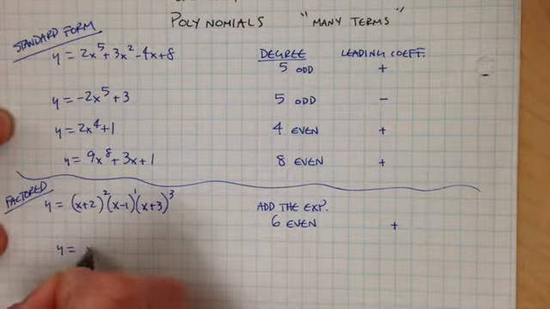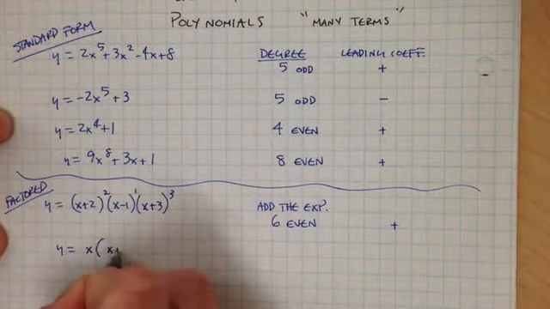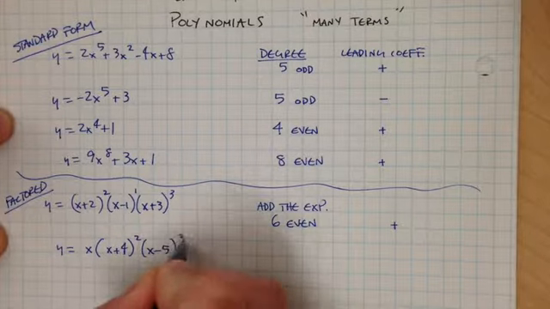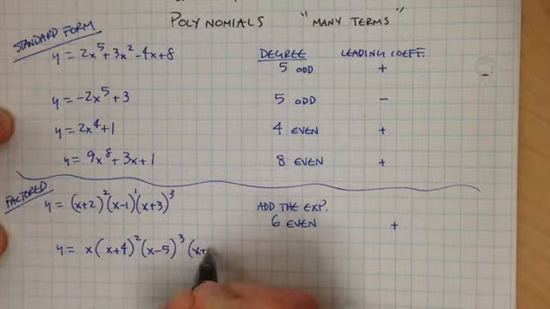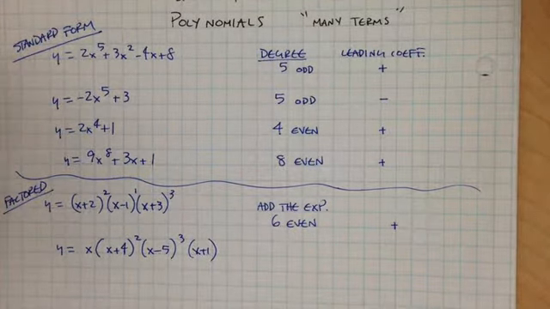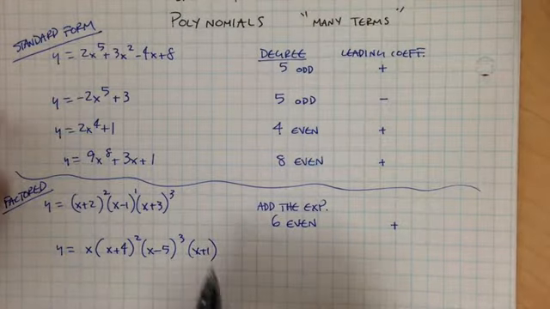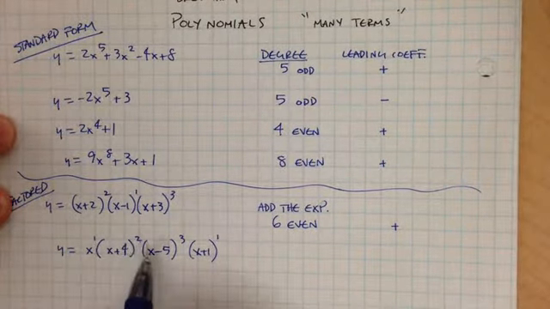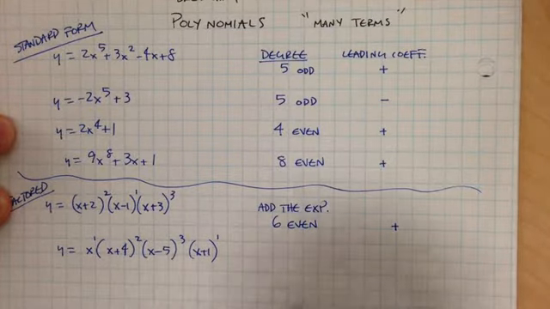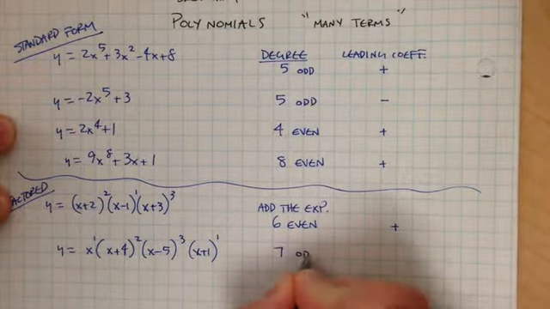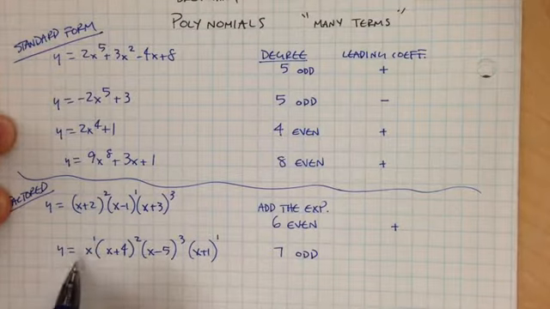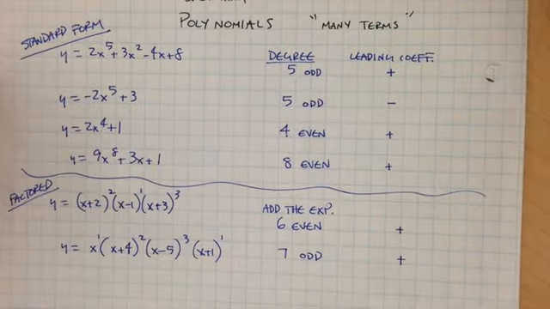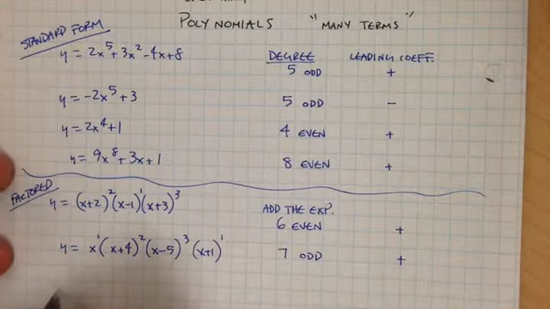Y equals x times x plus 4 squared times x minus 5 cubed times x plus 1. So I'm looking at this, I want to add up all my exponents because it is in a factored form. So I have 1, 2, 3, 4, 5, 6, 7. 7 is odd. And I look at my leading coefficient. This x here out front is positive. Leading coefficient is positive, so it is positive odd.